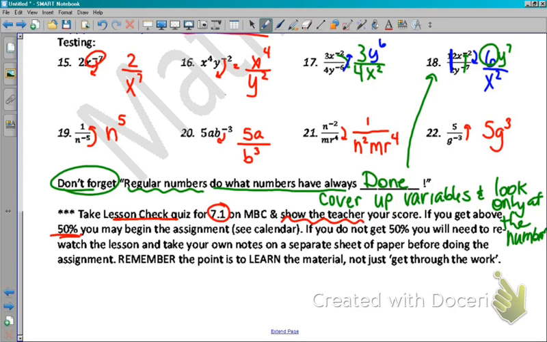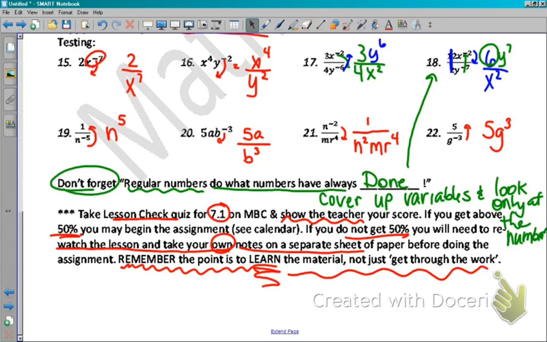If you don't get a 50%, what that means is that you weren't paying attention when we did the lesson guide, and you actually need to go back and re-watch the lesson and take your own notes on a separate sheet of paper. Then you can go back and do the homework, okay? Remember, this is a big, big, big thing. The point of all of this is to learn the material, not just get through the work, okay? If I just wanted you to do busy work, I would give you busy work. I need you to learn this, all right?